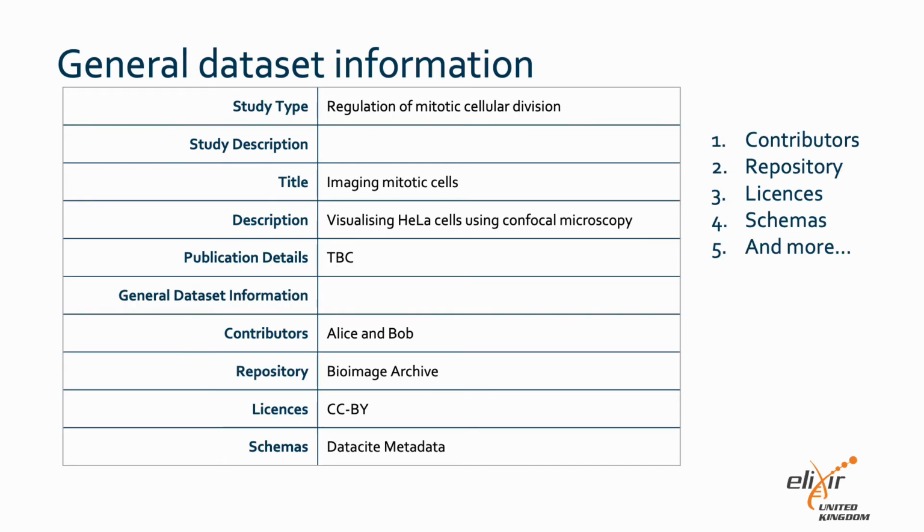I have continued my previous table and added new fields to include general dataset information. This can include the names of contributors and the repository where the data is or will be stored. State the license under which you intend to make the data available, and if you're using a schema for structuring your metadata. It's worth checking if the repository requires a particular license or schema. Any other general information with respect to the study can be included here, but try to keep this broad as more detailed information should be included in other sections of the metadata.